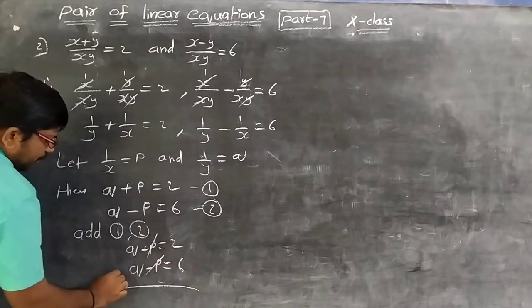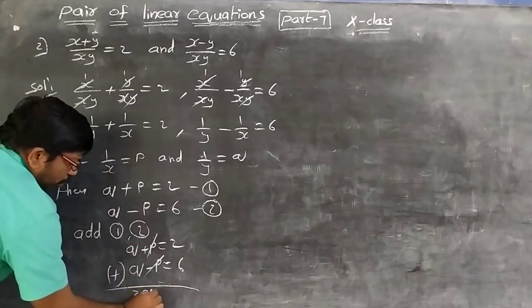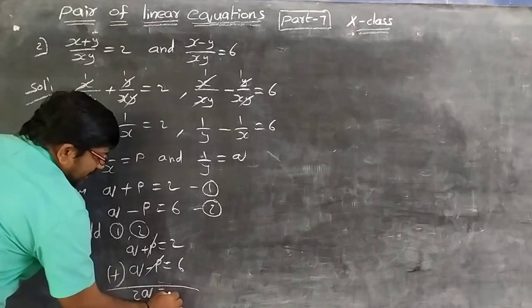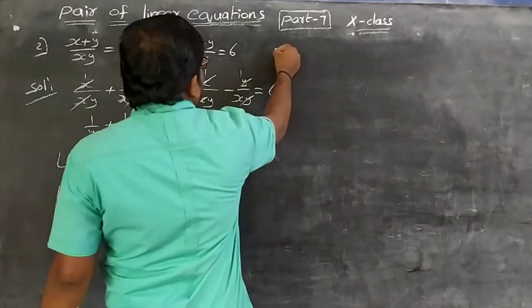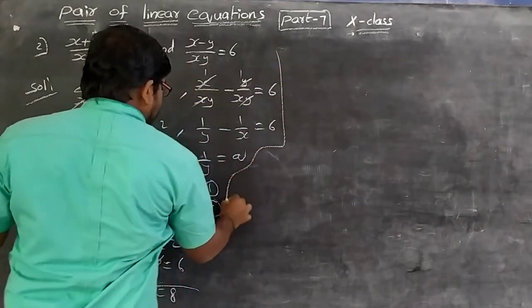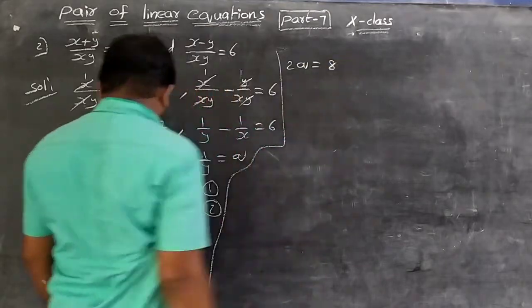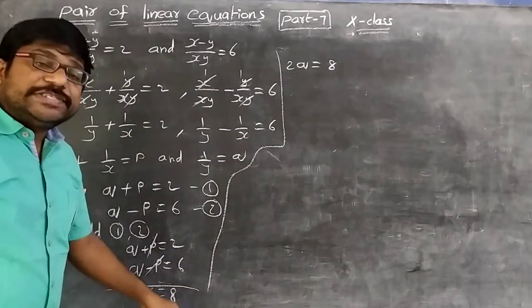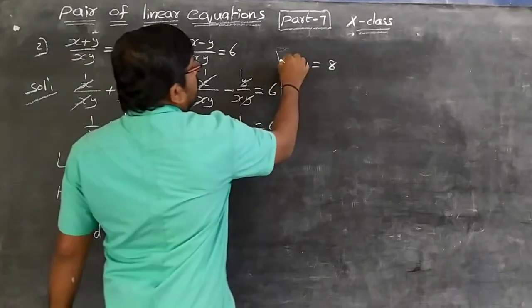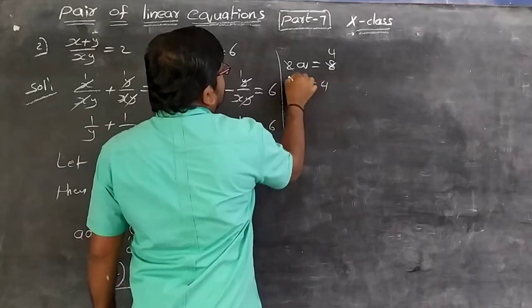Plus p minus p get cancelled, right? q plus q, 2q is equal to 2 plus 6, 8, right? 2q is equal to 8. So from these two equations, we get 2q is equal to 8. So 2 ones are 2, 2 fours are 8. q is equal to 4.